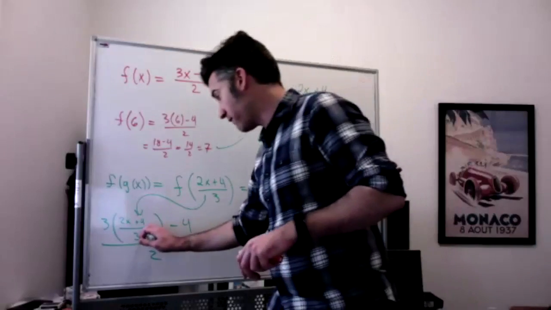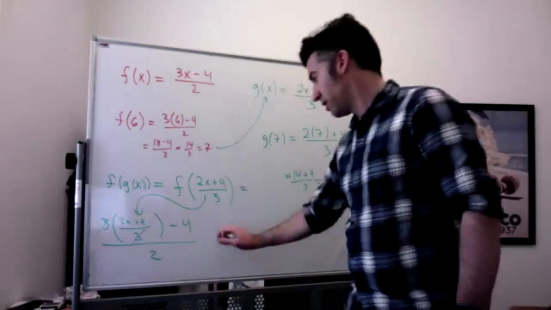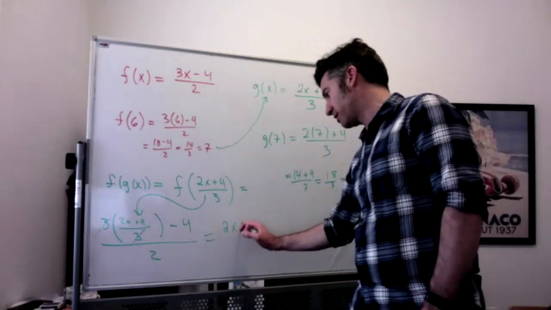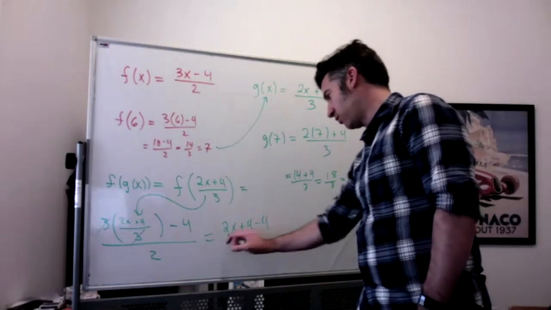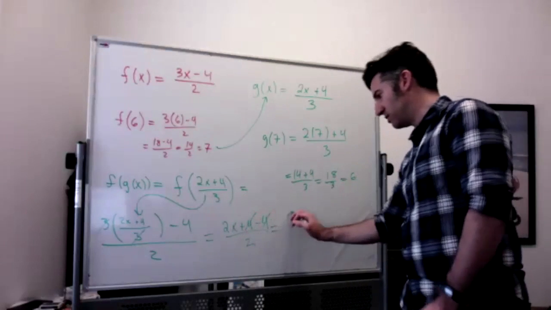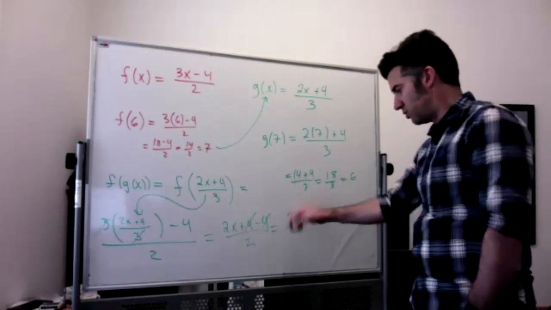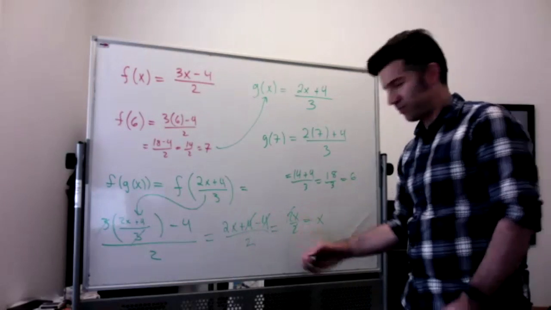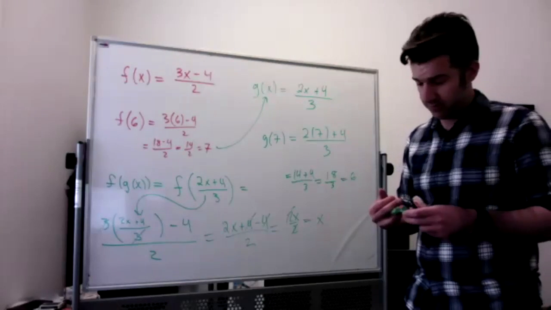Meaning, okay, first these 3's can cancel. Then I can rewrite this as 2x plus 4 minus 4 over 2. Then 4 minus 4 is 0. Then this is 2x over 2. 2's cancel, you get x. I really want to see that much work.